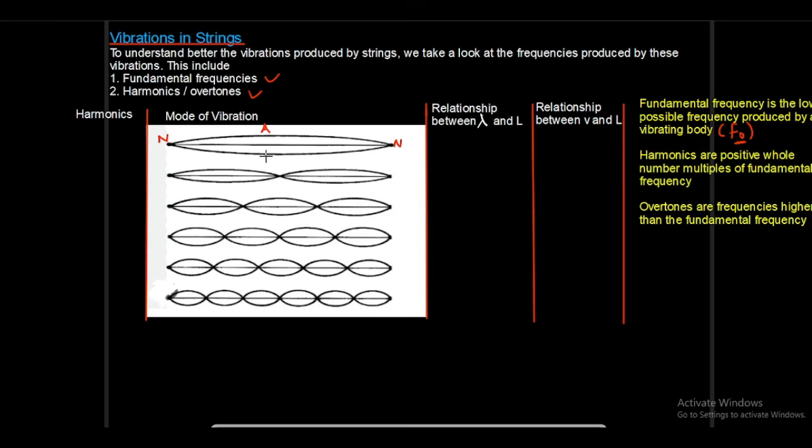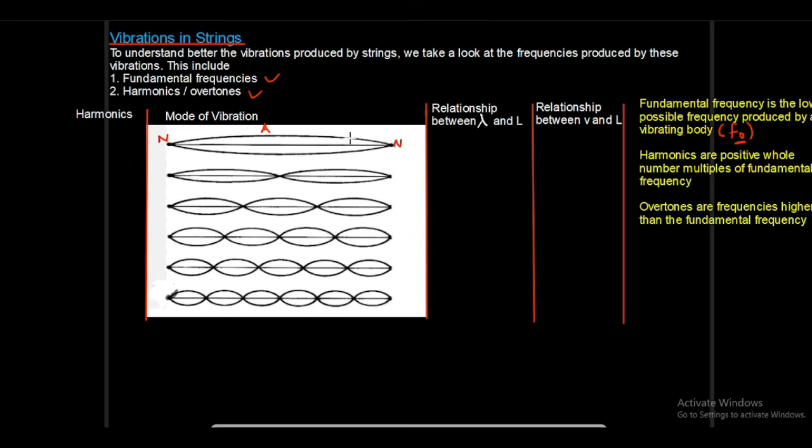Now, basically, all the vibrations produced by string instruments will always have a node as their beginning and a node as their ending. That's to say, all vibrations produced by strings will always start with node and end with node. If you observe, for the second vibration, we have node ending with node. Third one, we have node ending with node, and so on till the last one.